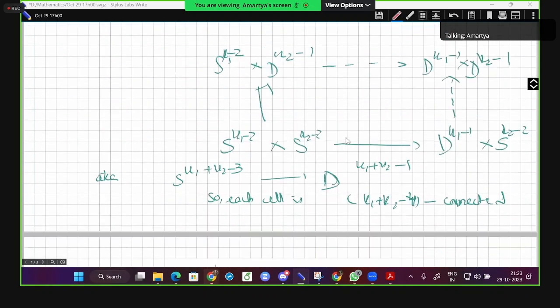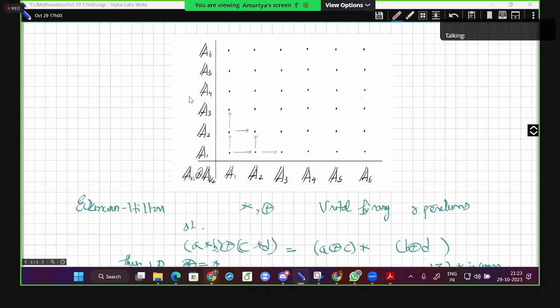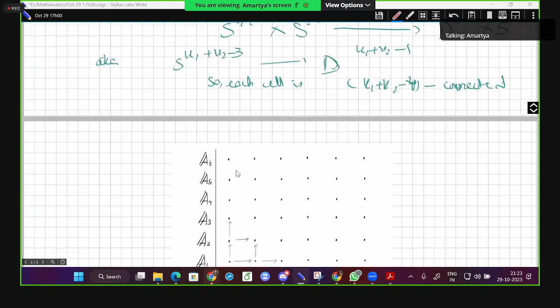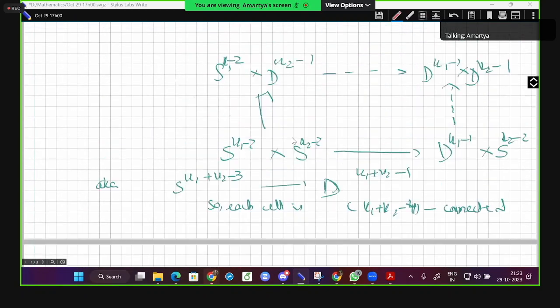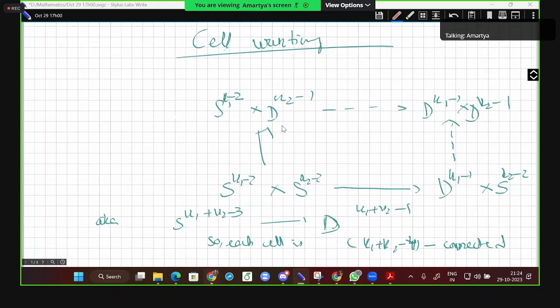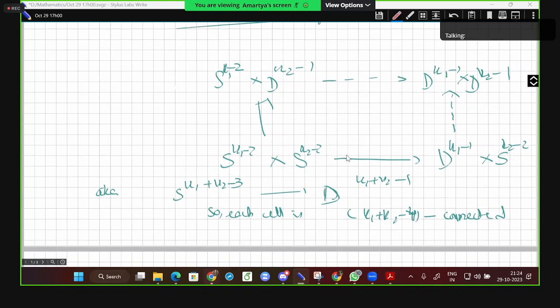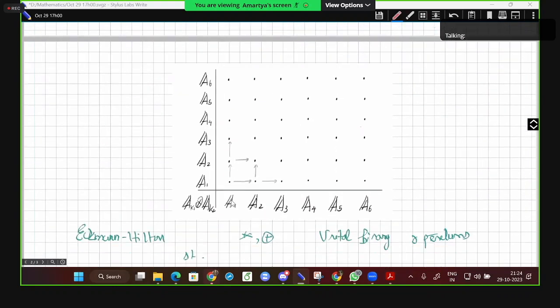So what we want is, we have a diagram of this form, and we'll get E2 by filling in each cell. We have a filtration of this form, so we get E2 by filling in these. Now we try to do the simplest thing, the cell counting. At the end we get that each cell is k1 plus k2 minus 4 connected.